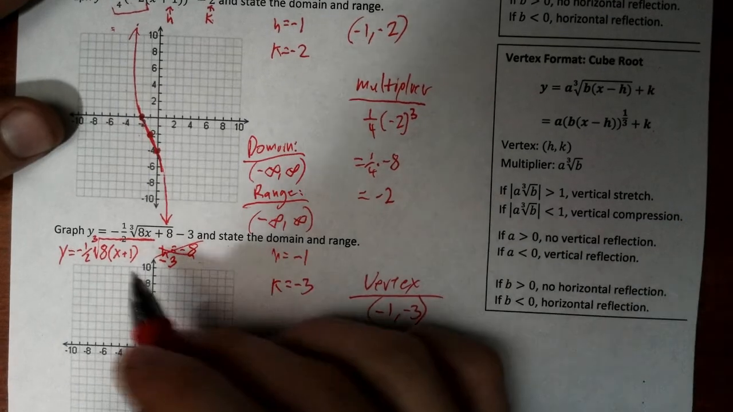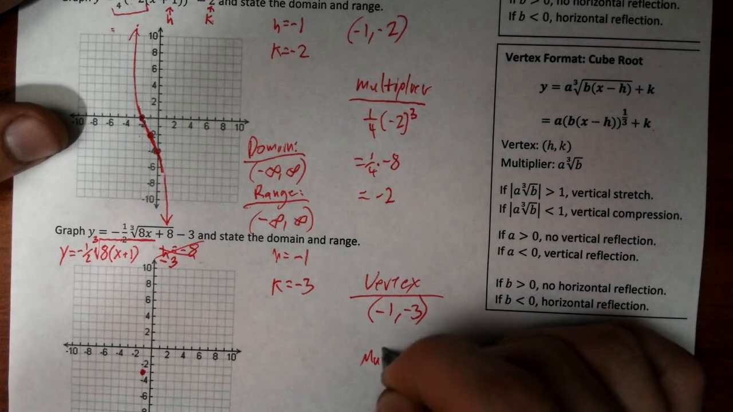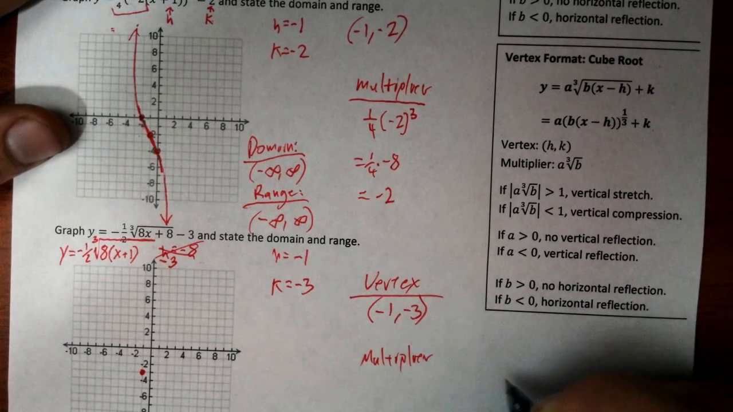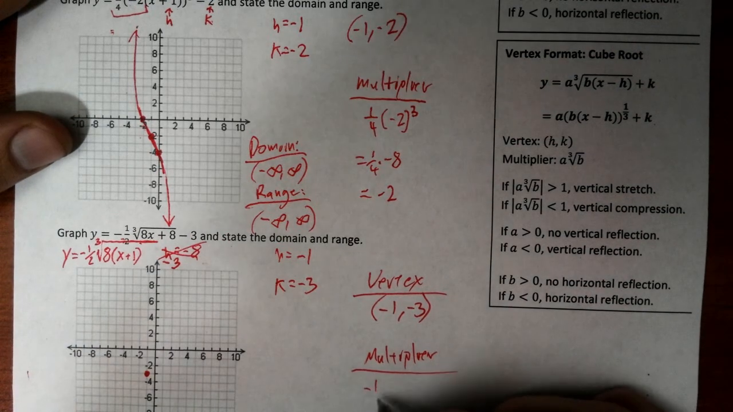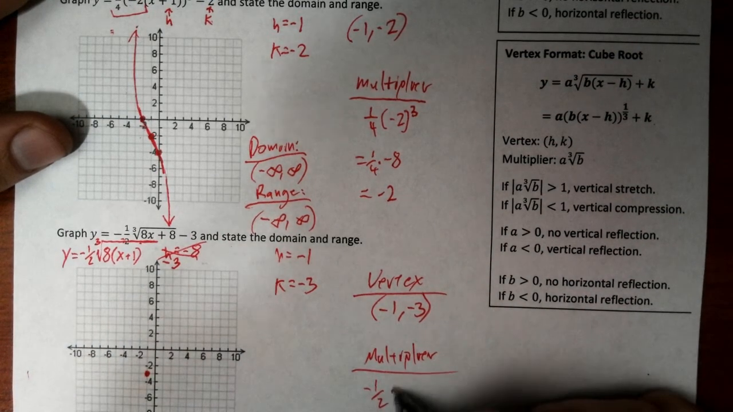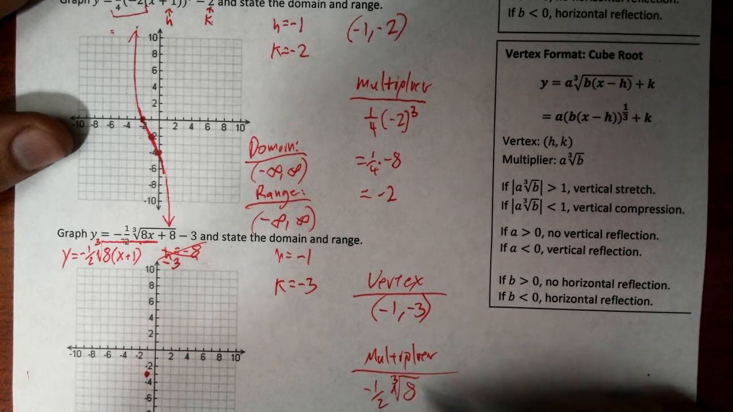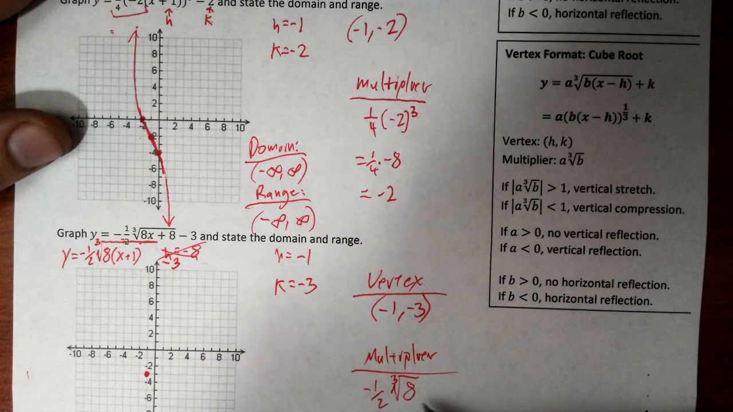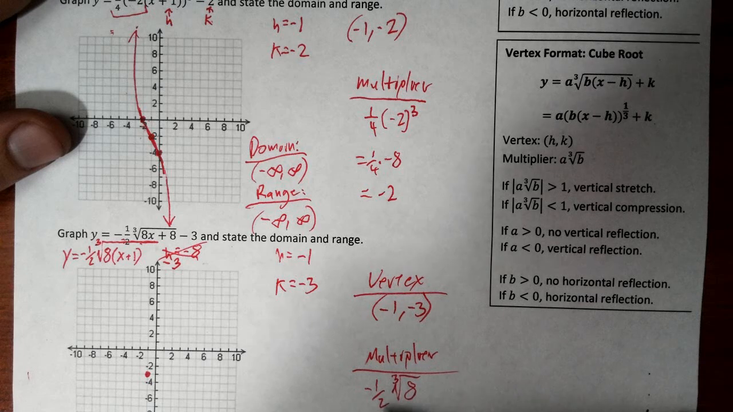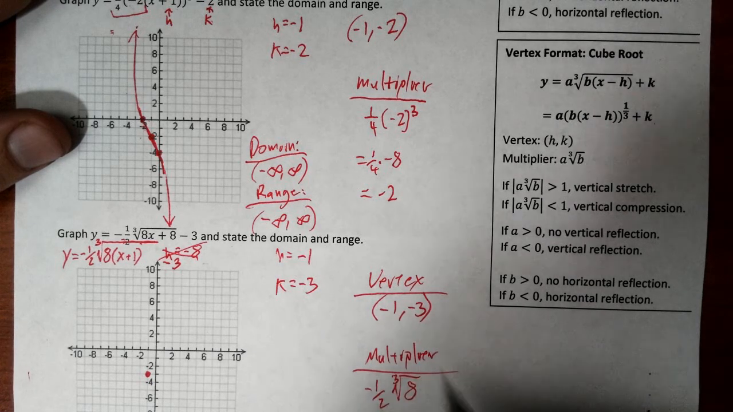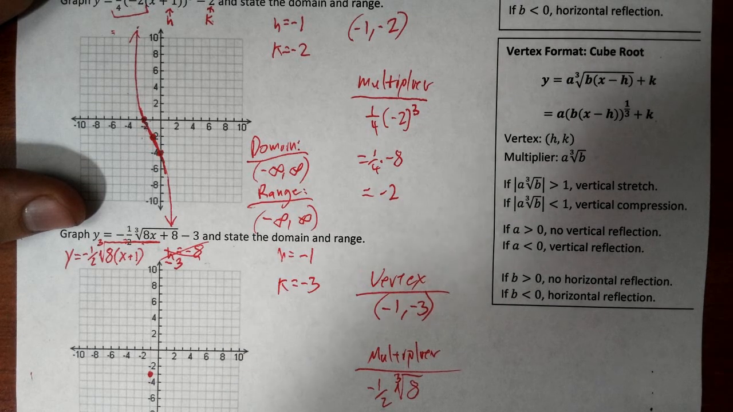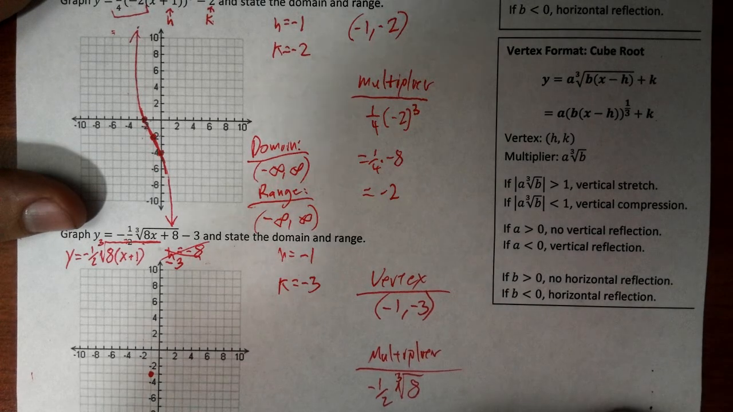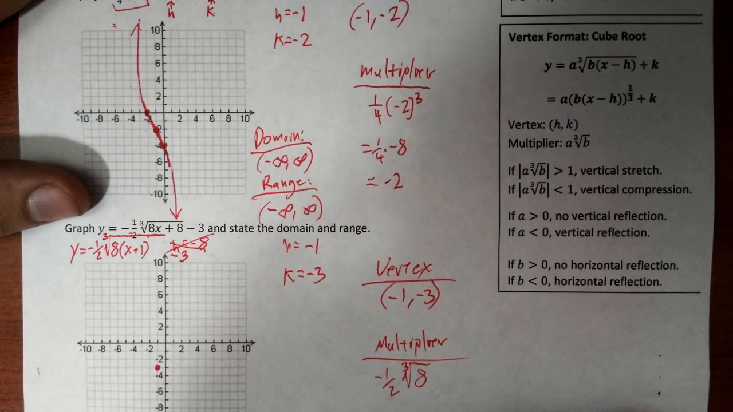Okay, so looking at this, our multiplier is going to be -1/2 and the cube root of 8. But that's not just a multiplier of 1/2 and 8, that's a multiplier of 1/2 and the cube root of 8. So we have to calculate that cube root. The cube root of 8 is 2, because 2 multiplied 3 times equals 8. So -1/2 times 2 is just going to equal -1.